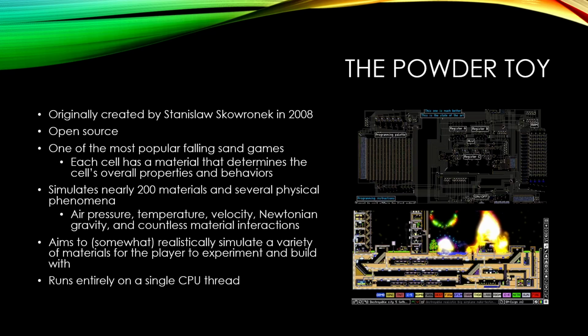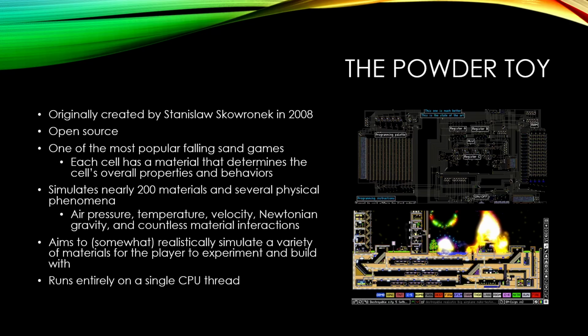The next example is the Powder Toy, which is an open source video game created in 2008. It's one of the most popular games in the Falling Sand subgenre, and if you haven't heard of it before, it's basically an advanced cellular automata model where each cell has an associated material. So for example, if a cell is considered water, then it might turn into steam when it gets hot, or it'll turn into salt water when it contacts salt.